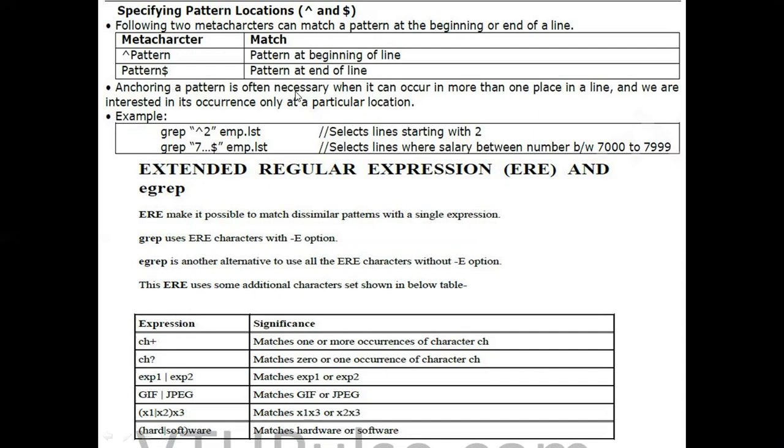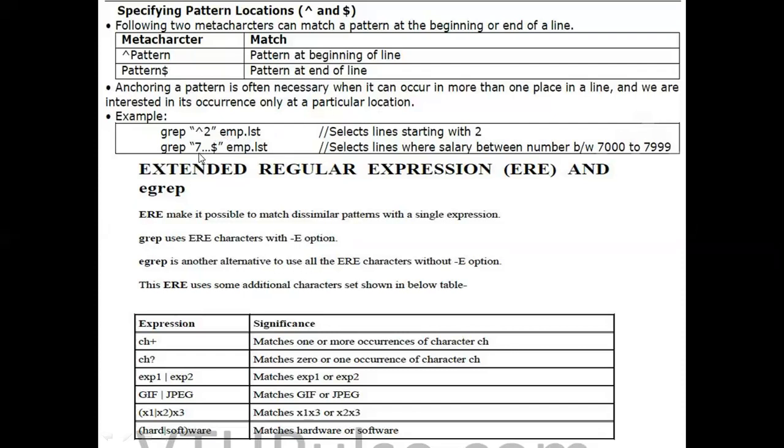So anchoring a pattern is often necessary when it can occur in more than one place in a line, and we are interested in its occurrence only at a particular location. That means if you want to search for a particular character at a particular location, then you can make use of the caret and dollar. As you can see here, caret 2 will select all the lines starting with number 2. That number 2 might be present anywhere inside the line, but I'm not interested in the number 2 present anywhere inside the line. I'm only interested in those lines which are starting with number 2. So this is how you can match for a particular pattern at a particular location.